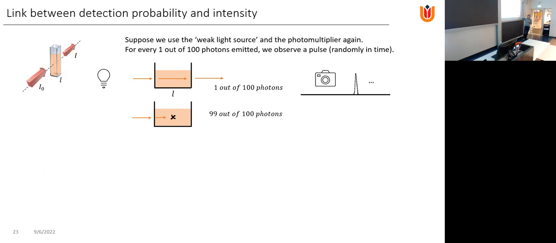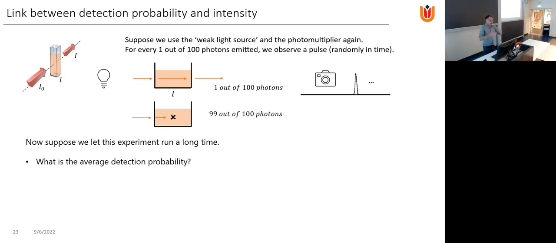You mean 1 out of every 100? On average. So not every time 99 and then it goes. On average, 1 out of 100. So that means that 99 out of these 100 photons get absorbed in the cuvette.